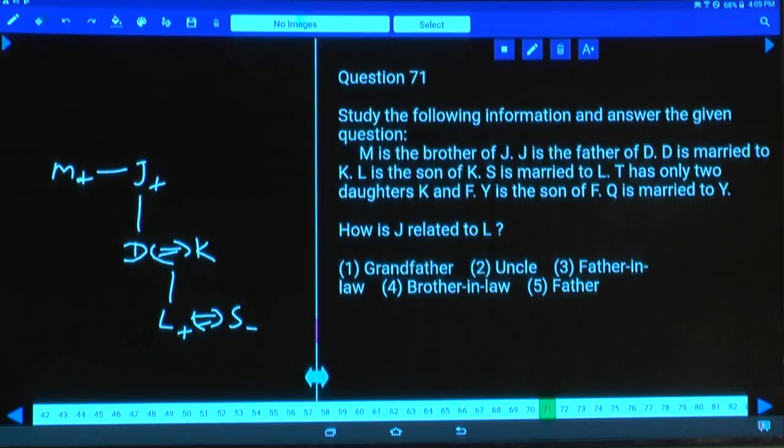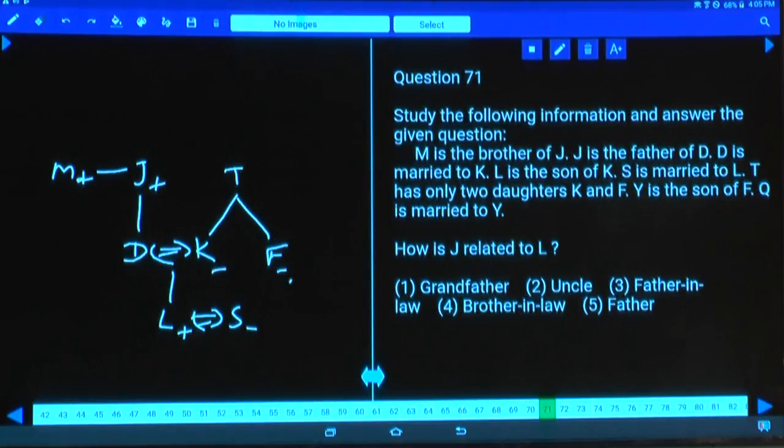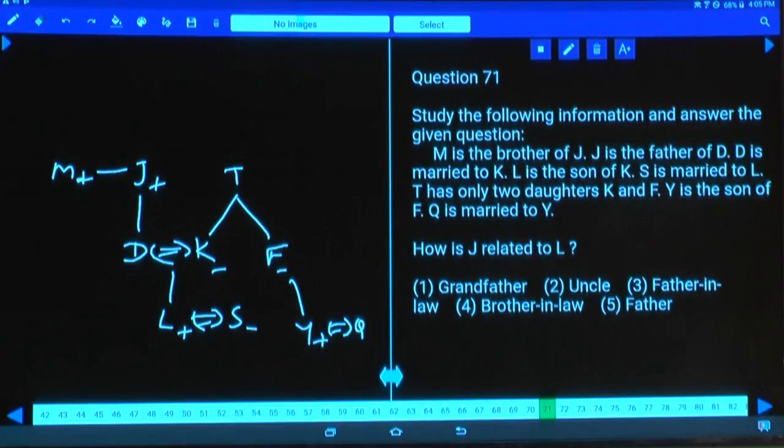S is a female. T has only 2 daughters, K and F. T has 2 daughters, one is K and another one is F. Y is the son of F. Now this Y is the son of F. Q is a female married to Y.